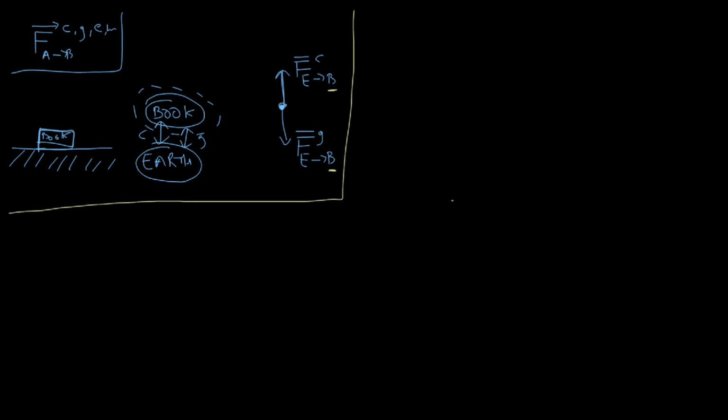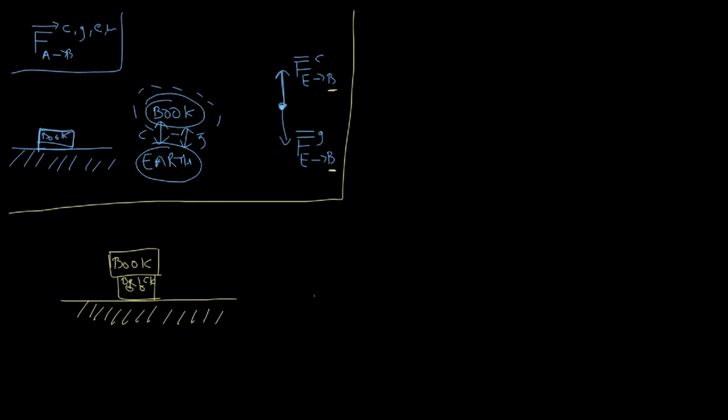Let's say that we have, now this is going to be a little bit more complicated. Now we have a book, but the book is not on the earth. The book is on a brick. So you have a brick over here. You have the two holes. This is a brick. And then the brick is on the surface of the earth.